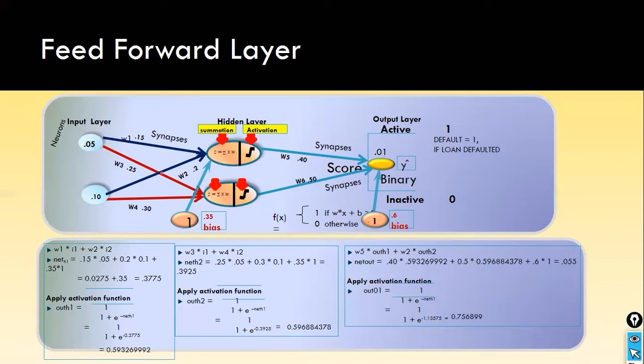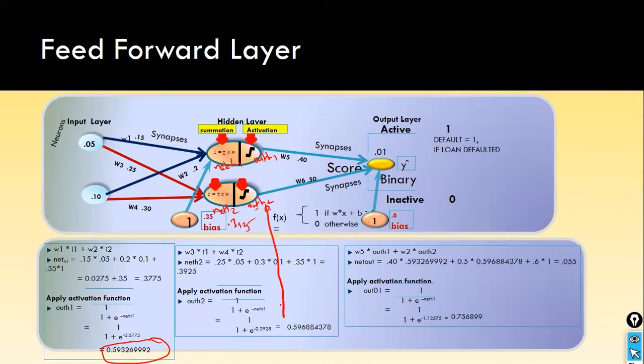For this one, the blue colored one, these two lines go to the first neuron of the hidden layer. For that, after applying the activation function, we are getting this value. And similarly for this one, right? This is called your net H1. This is out H1. This is net H2, out H2. Net H2 is your 0.3925. Out H2 is this value.